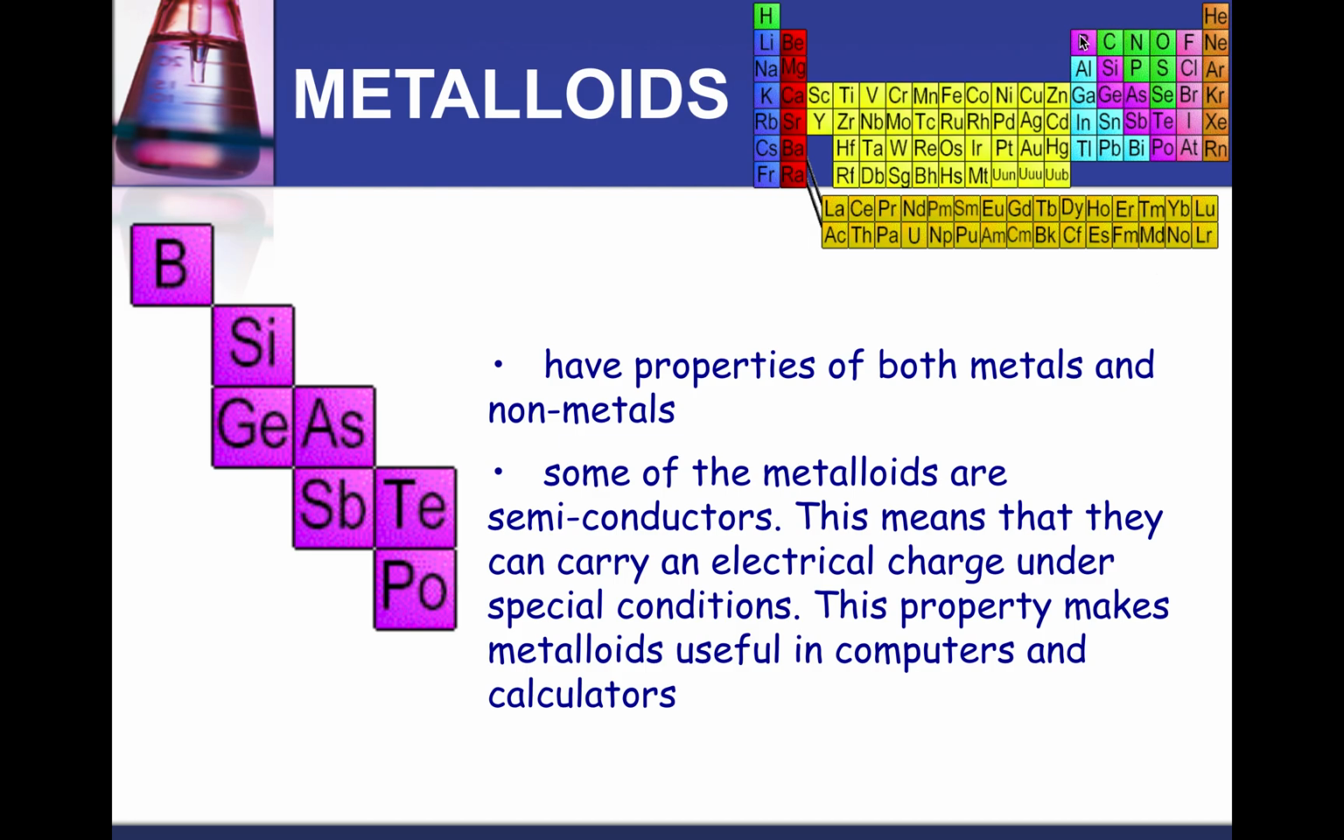All right, here's a weird group, this purple metalloids. Metalloids have properties of metals and nonmetals. Some of them are semiconductors, which means they can carry electricity under certain conditions, but not every condition. And that's one of the reasons they're used in computers and little microchips, because of this semiconducting ability they have.